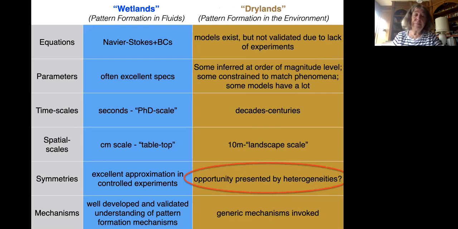And even if one thinks about the mechanisms for the pattern formation, those are sort of well developed and validated in that fluid setting. And so we have some proposals on the mechanisms that I believe. And then I've circled this opportunity presented by heterogeneities. The heterogeneities are a problem, but I'm trying to turn it into, maybe there's something good about that. Maybe it gives you a bit more information because it is heterogeneous environments.